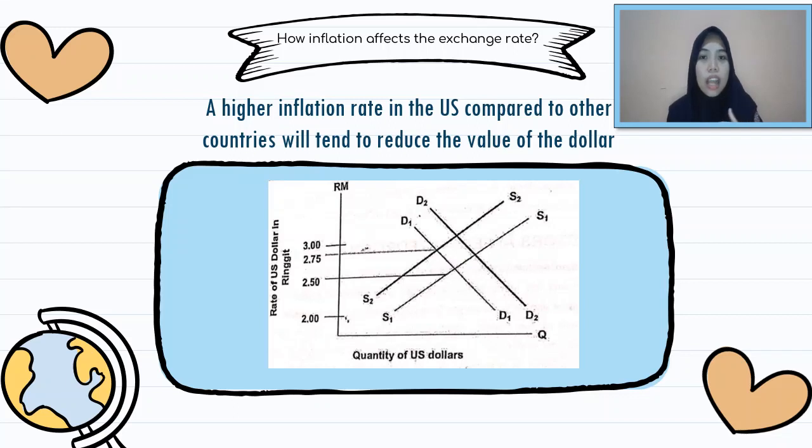The result is a leftward shift in the dollar supply curve to S2. It is shown in this graph.